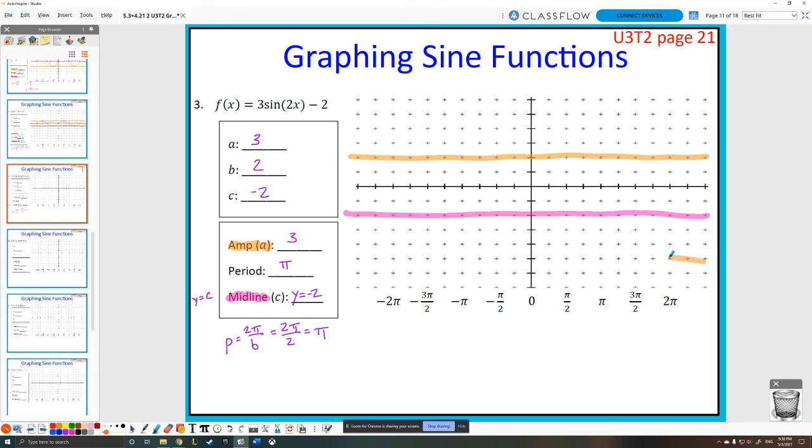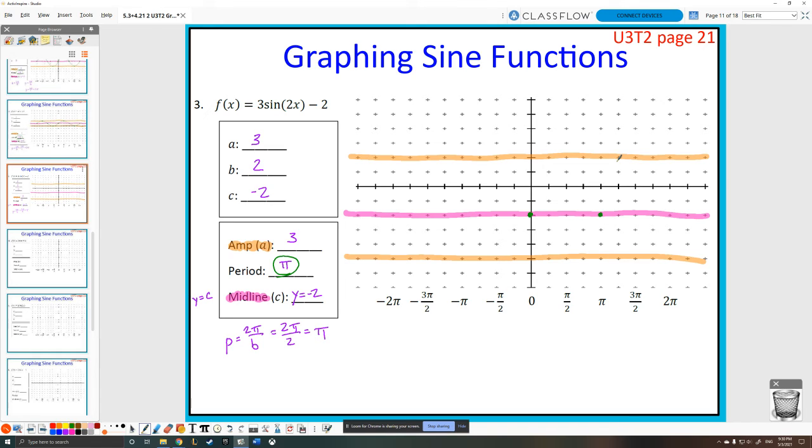And 1, 2, 3. Okay. Once again, I'm going to start at 0 at my midline. Be careful now, because my period now is pi, right? It's pi. So at pi, this is where I end. So you can see it is much shorter, right?